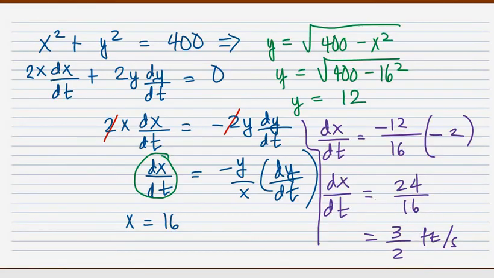Okay, if you are confused with the unit, just a clarification: the unit of 2 here is feet per second. This is in feet and this is also in feet, so both of them would cancel out and the final unit would be in feet per second.